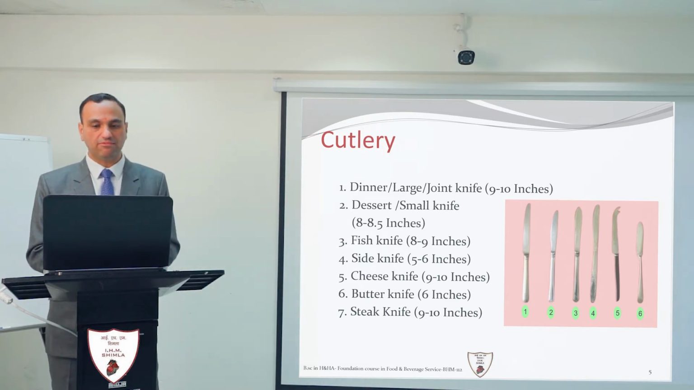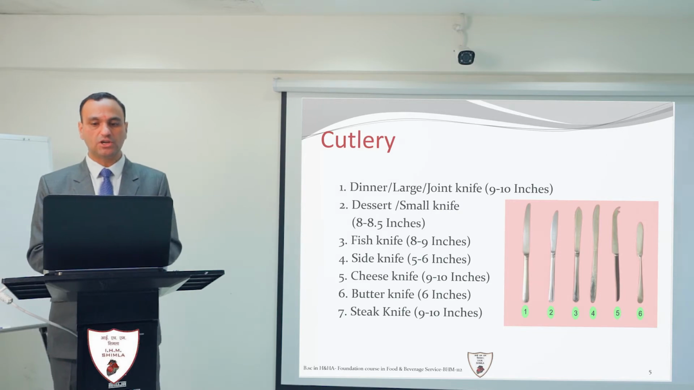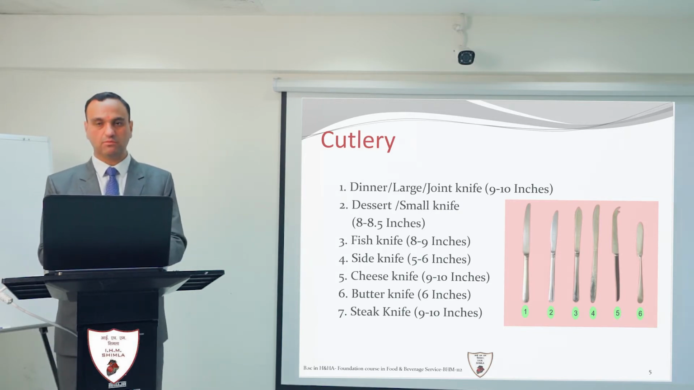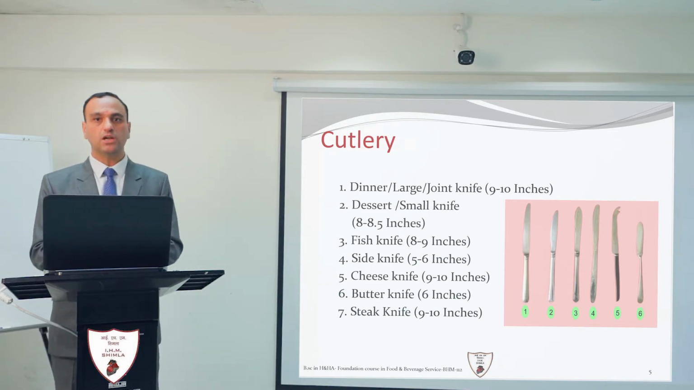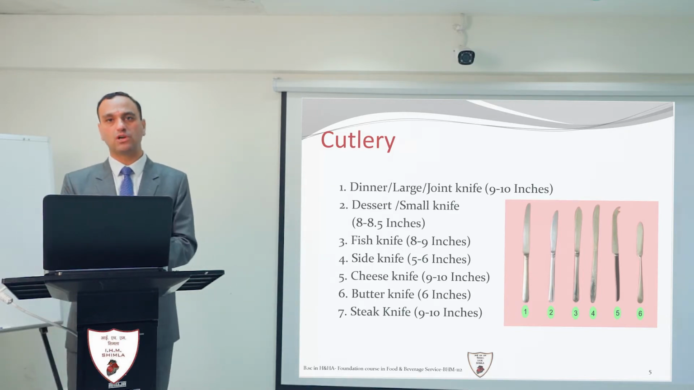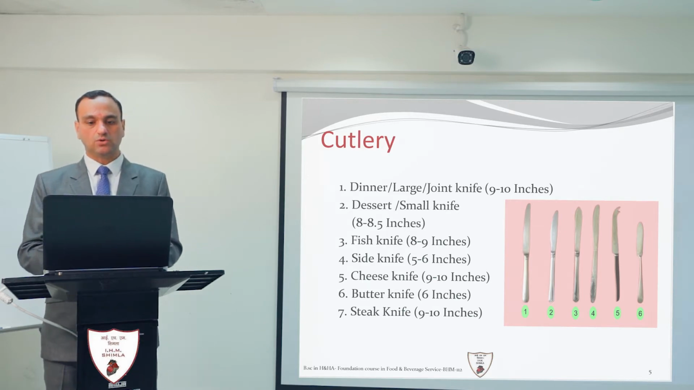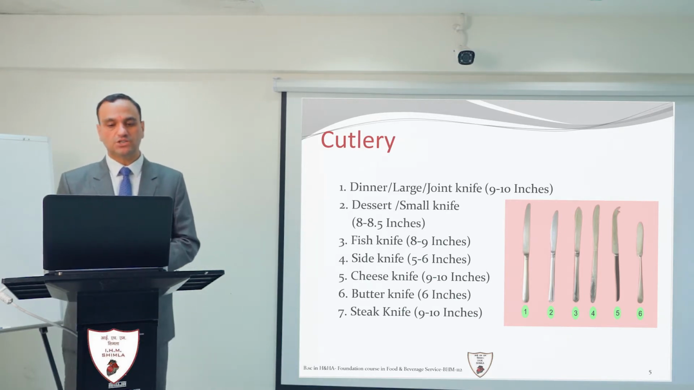Next is the butter knife. Most of the time, it is served along with the butter dish. It is placed in the breakfast service. There are different types of breakfast, and while we are serving butter, there must be a butter dish as well. Along with the butter dish, we provide a butter knife, which is used to spread the butter on the bread. The size of the butter knife is 6 inches.